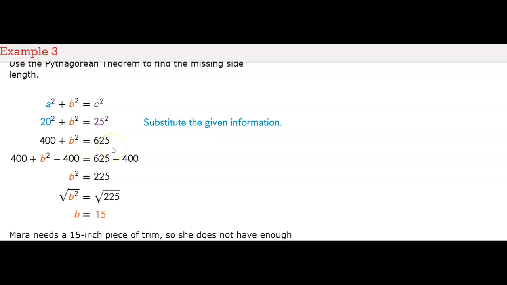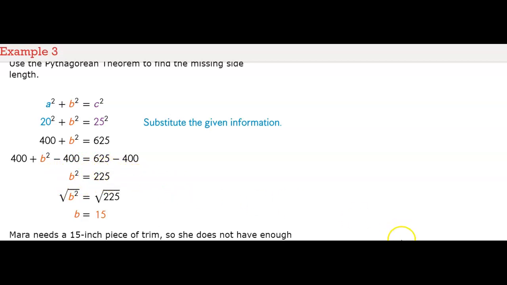This is exactly like what we did in example 1 for this portion. And then to solve for b, you have to move the 400 over to the other side of the equation by doing the inverse. So they subtracted 400 from both sides. So now we have b squared is equal to 225.